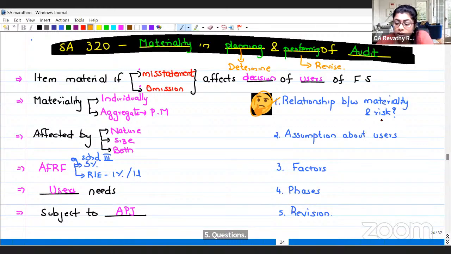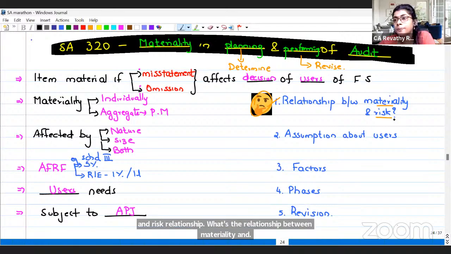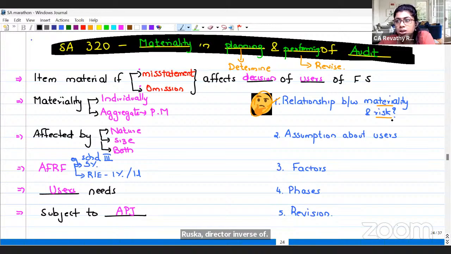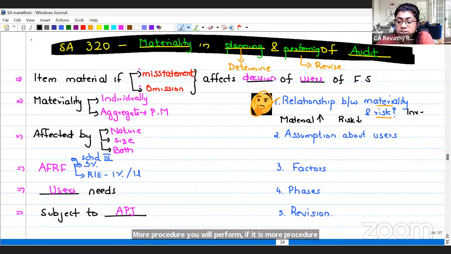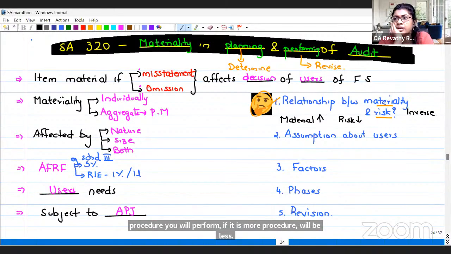What is materiality, and what is the relationship between materiality and risk? Direct or inverse? If more items are material, why are all saying direct? More procedures you will perform. If there are more procedures, risk will be less, no? So the answer is inverse.